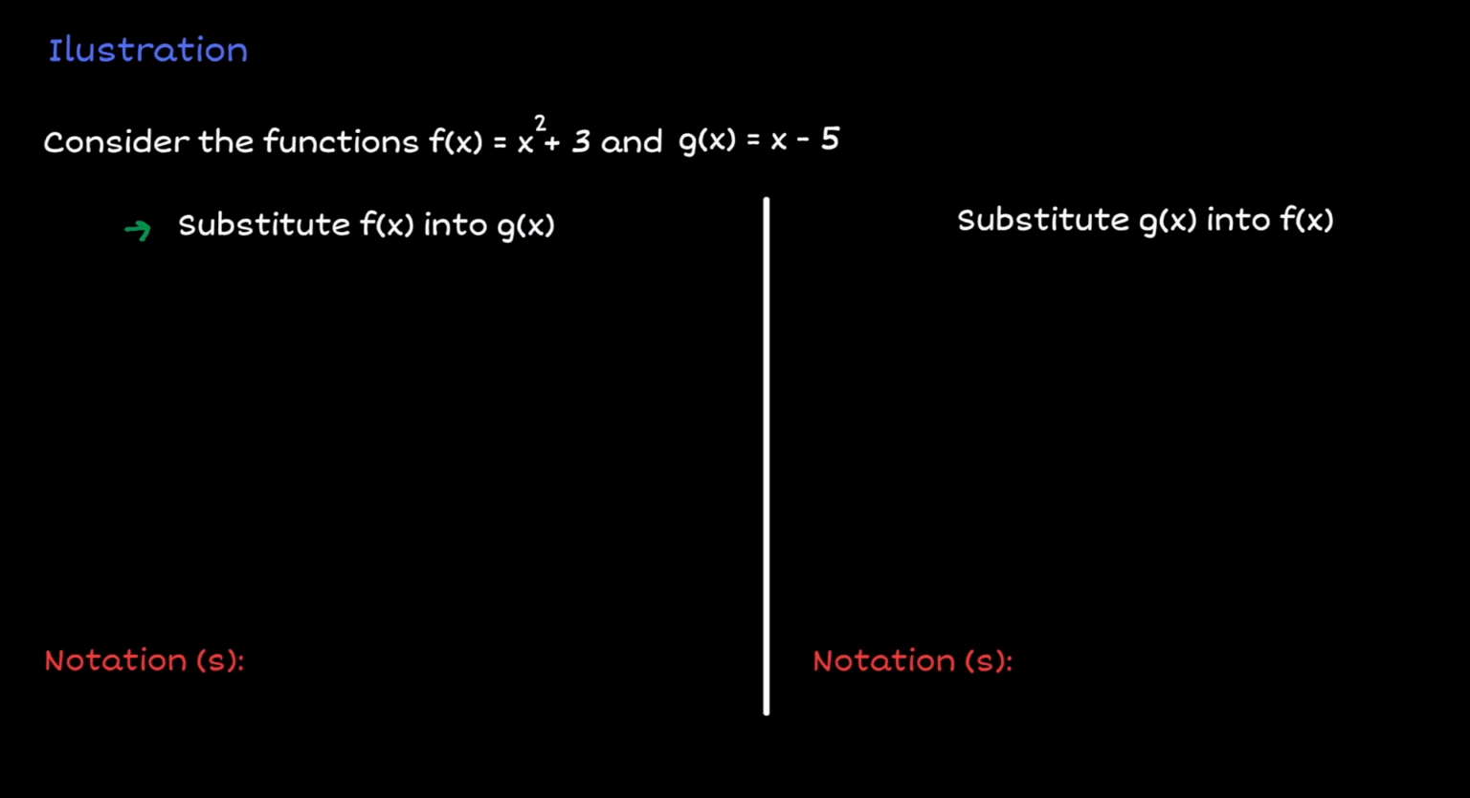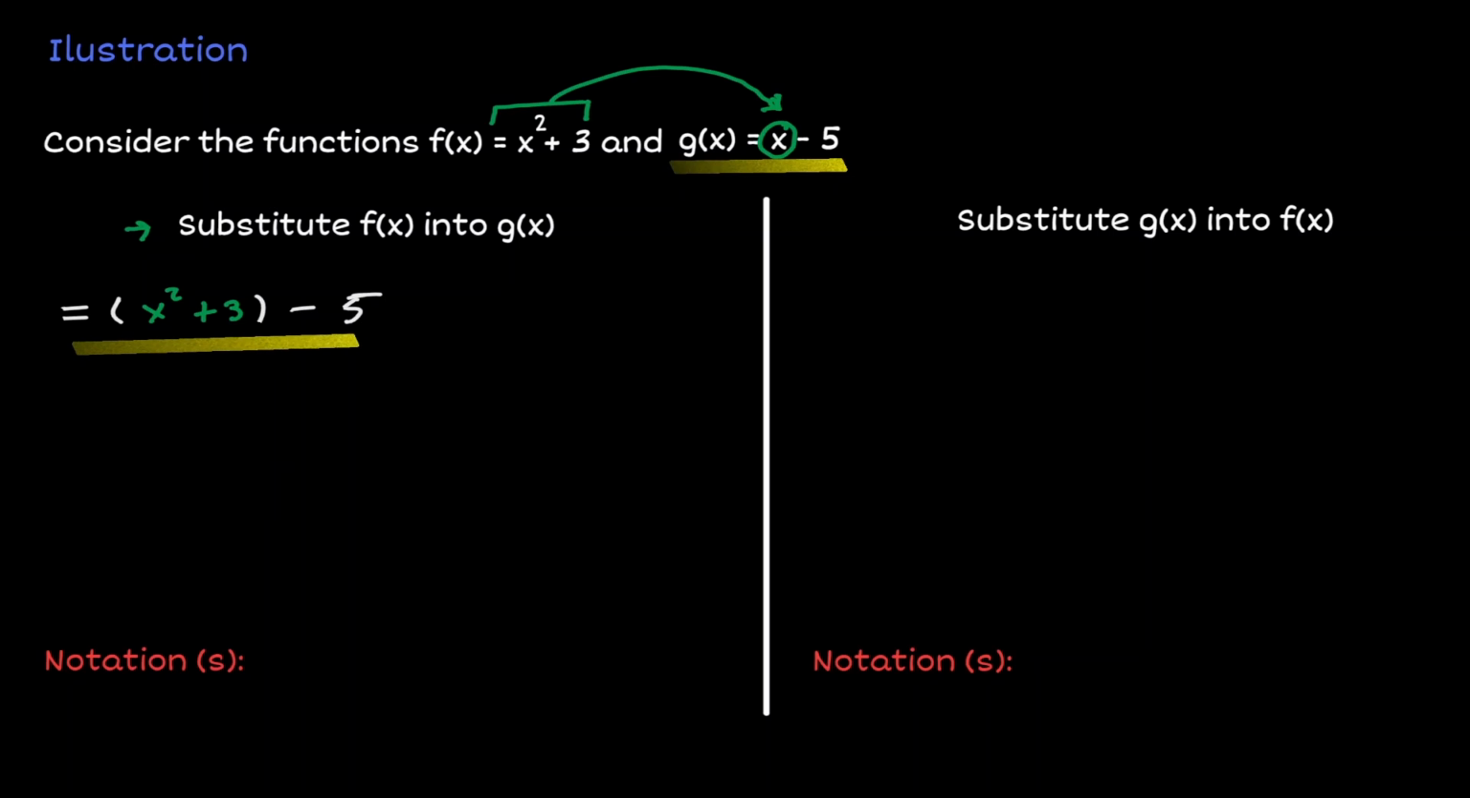The way that we're going to perform that is, let's look at the function that we want to plug into, which in this case is g of x. And now let's identify all the variables in this function, which fortunately we only have one, which is just x. And what we are going to do, we're going to take a look at the function f of x, and every time we see a variable in g of x, we're going to substitute it with the function f of x, which in this case is x squared plus 3. So now instead of having x minus 5, we are going to get x squared plus 3 minus 5.